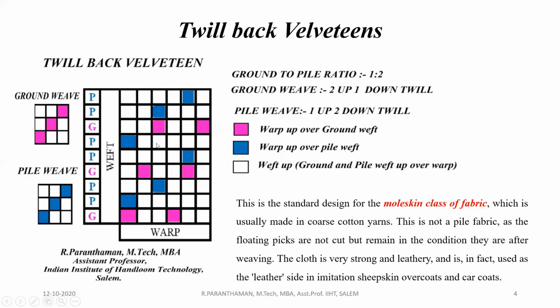From this view, this is the standard design for the moleskin class of fabrics, which is usually made in coarse cotton yarns. This is not a pile fabric as the floating picks are not cut but remain in the condition they are after weaving. The cloth is very strong and leathery and is in fact used as a leather substitute in imitation sheepskin overcoats and car coats. So this kind of fabric is used in overcoats and car coats.